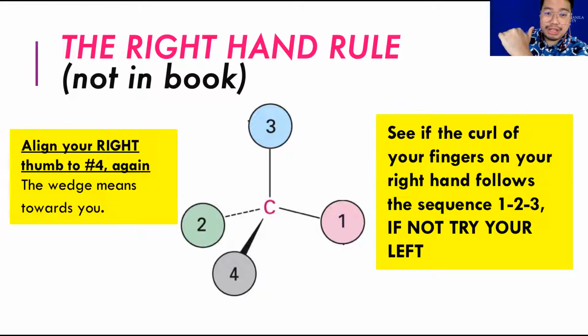So 3, 1, 2. Sir, paano yun? Hindi naman rin 1, 2, 3 yun. Remember, it's cyclical, so you can just repeat. So 3, 1, 2, 3, 1, 2, 3. So eventually, it sounds like 1, 2, 3, diba? So it does follow your left hand.